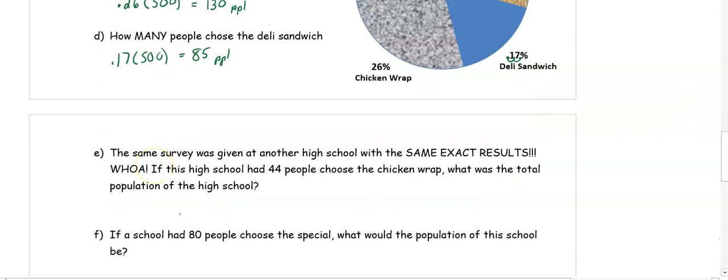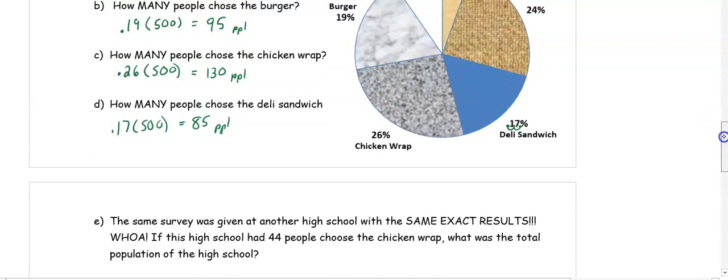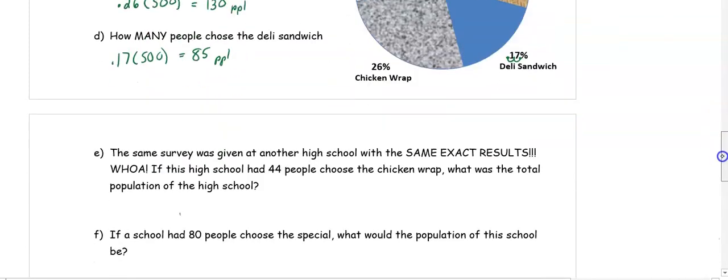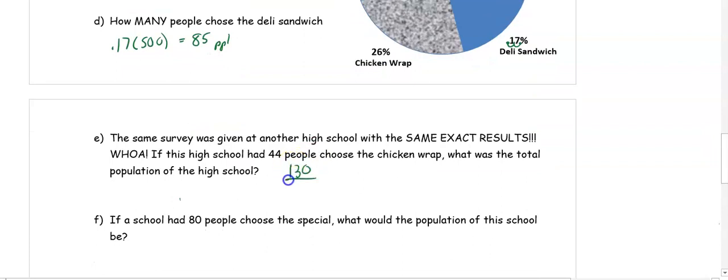So the same survey was given at another high school with the exact same results. If the high school has 44 people that chose the chicken wrap, what is the total population? So we already found how many people chose chicken wrap at Jefferson High School. It was 130. So we have 130 over 500 equals 44 over the unknown population. So when we cross multiply, we get 130x equals 500 times 44. So we get 130x is equal to 22,000.